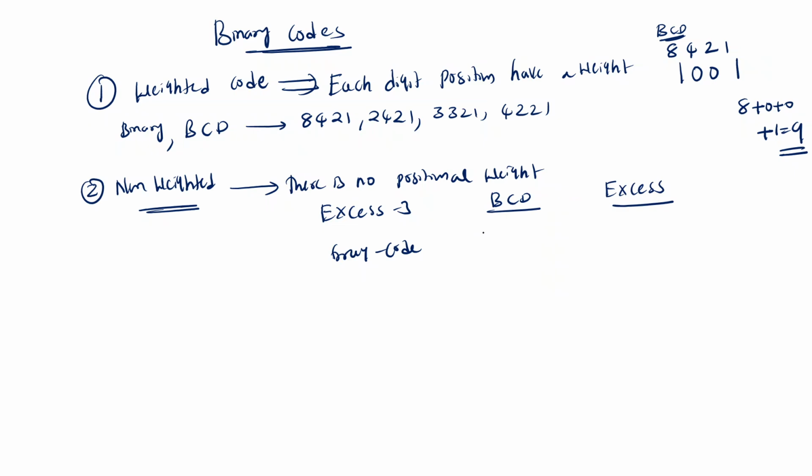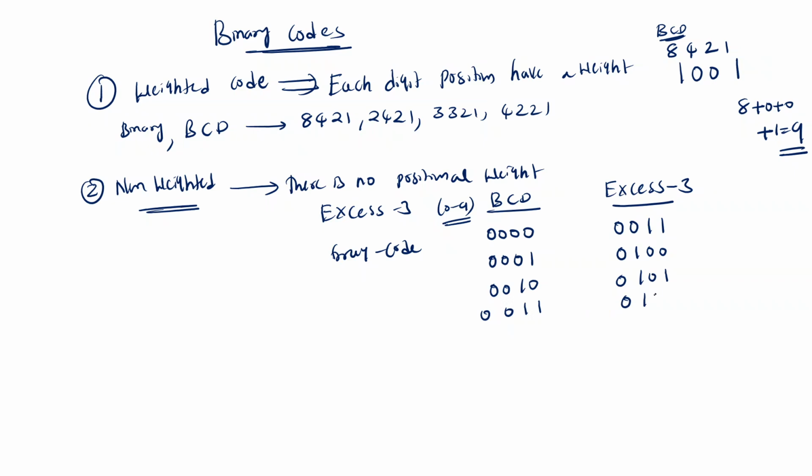Here, the range of the BCD is from 0 to 9 only. So 0000, what is the XS3 code? 0011. If it is 0001, what is the XS3 code? 0100. You are adding 3. That is nothing but what we call XS3 code. So this is 0010, this is 0101.